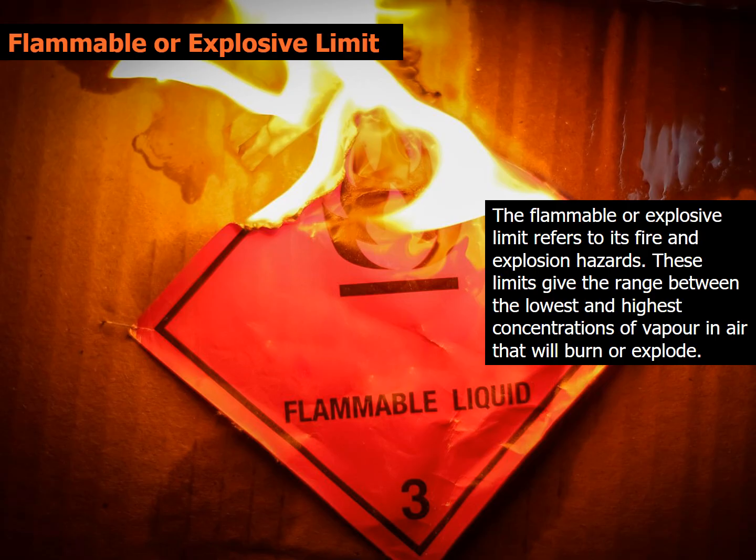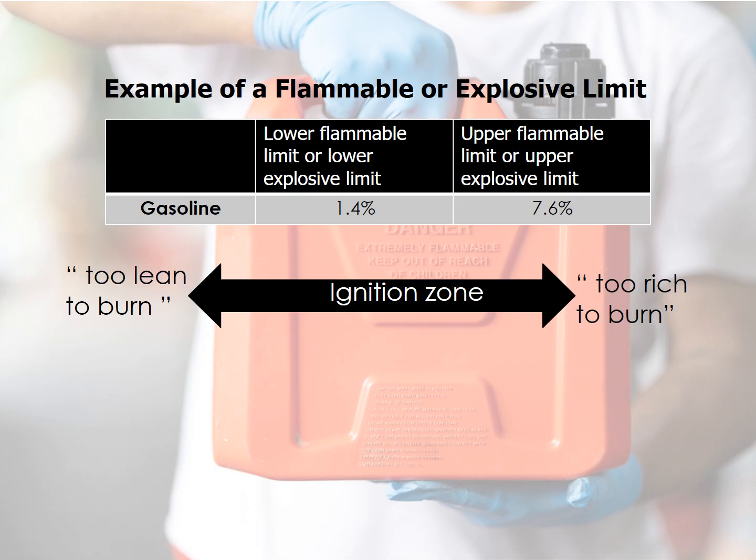These limits give the range between the lowest and highest concentrations of vapor in the air that will burn or explode. For example, the lower flammable limit or lower explosive limit of gasoline is 1.4%. The upper flammable limit or explosive limit is 7.6%. This means that gasoline can be ignited when it is in the air at levels between 1.4 and 7.6%. A concentration of gasoline vapor in air below 1.4% is too lean to burn. Gasoline vapor levels above 7.6% are too rich to burn.